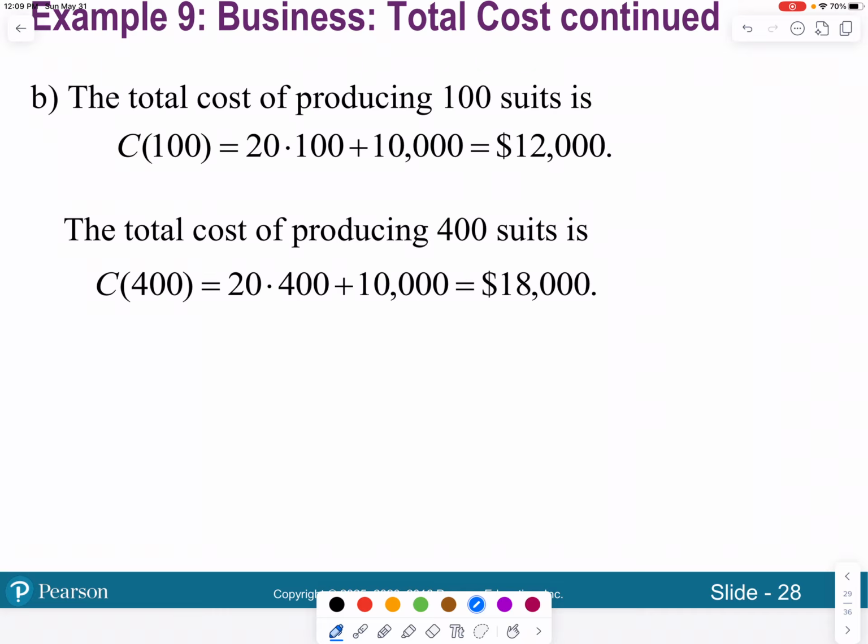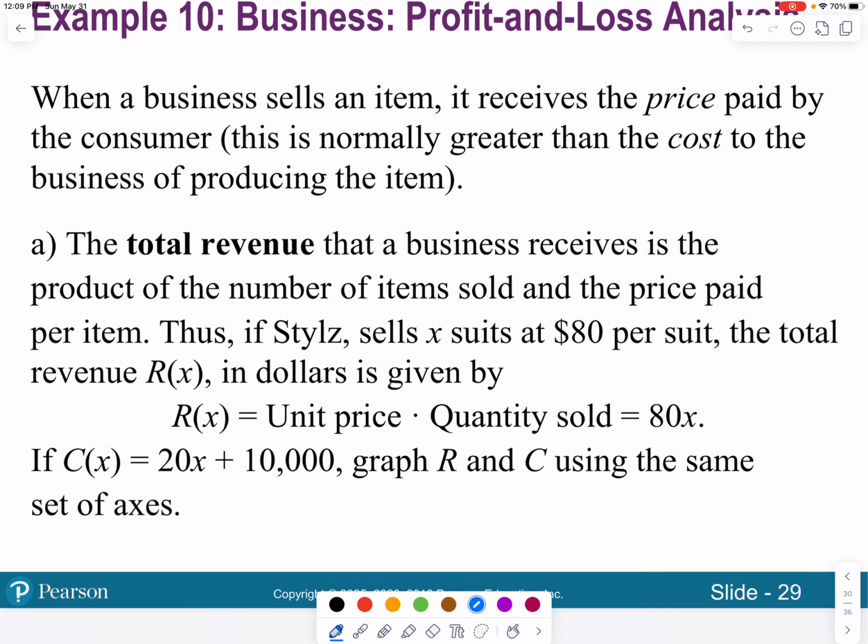I think this might be the last example. When the business sells an item, it receives the price paid by the consumer. This is normally greater than the cost to the business of producing the item. The total revenue that a business receives is the product of the number of items sold and the price paid per item. So if Styles sells X units at $80 per suit, the total revenue in dollars is given by the unit price times the quantity sold, so 80X.